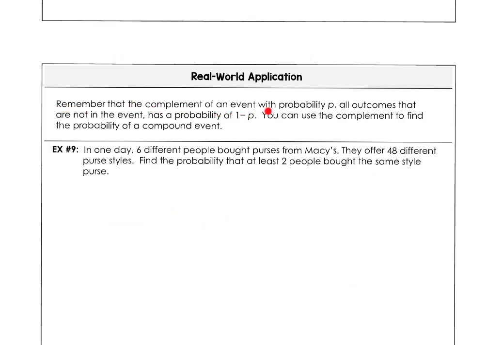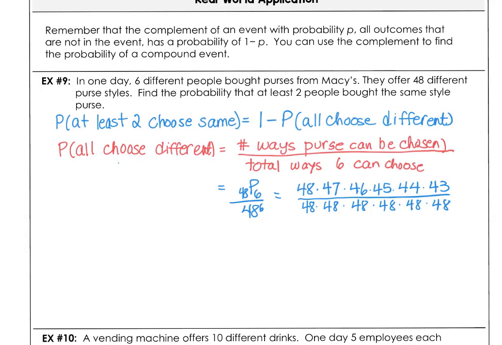Remember that the complement of an event with probability P, all outcomes that are not in the event, has a probability of 1 minus that outcome. You can use the complement to find the probability of a compound event. And in example 9, in one day 6 different people bought purses from Macy's. They offer 48 different purse styles. We want the probability that at least 2 people bought the same style purse.